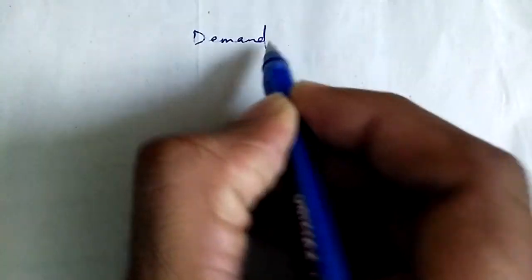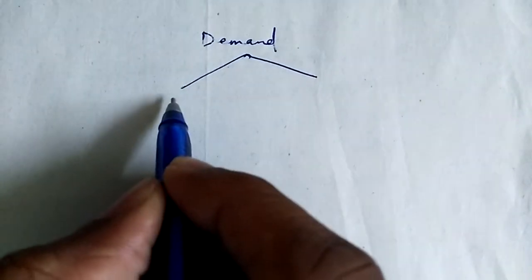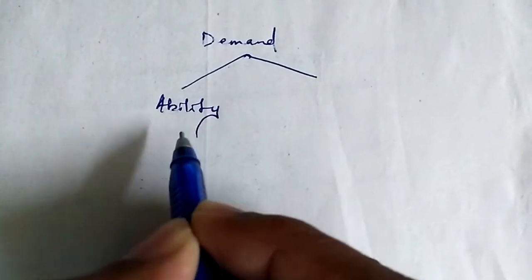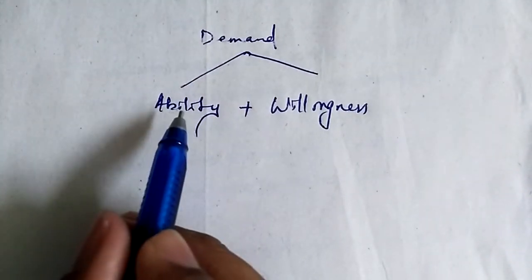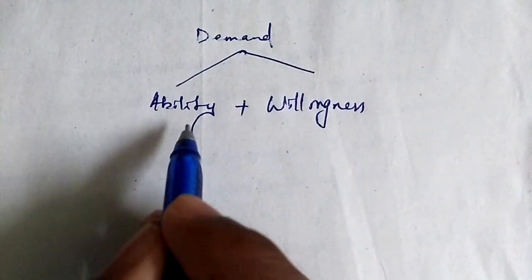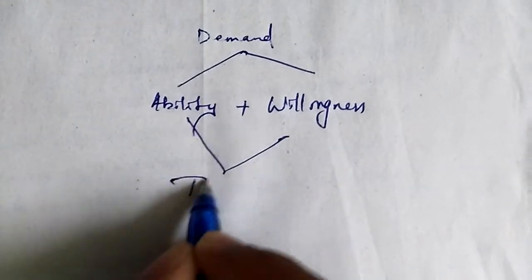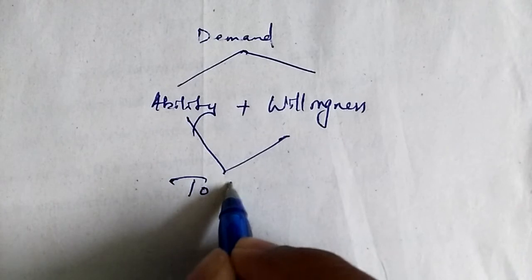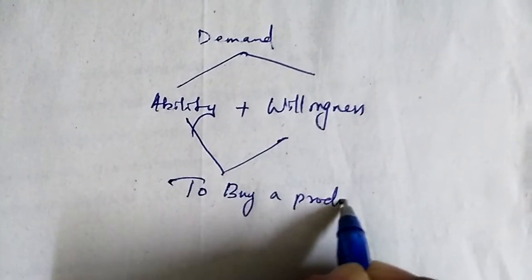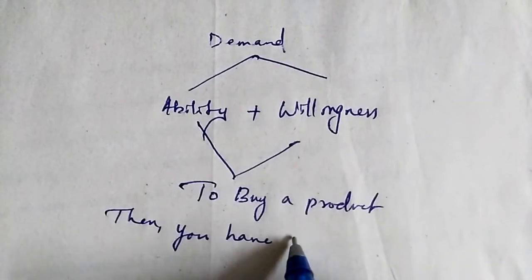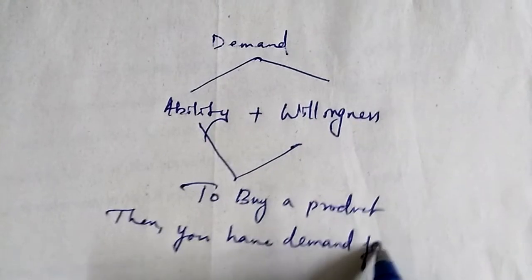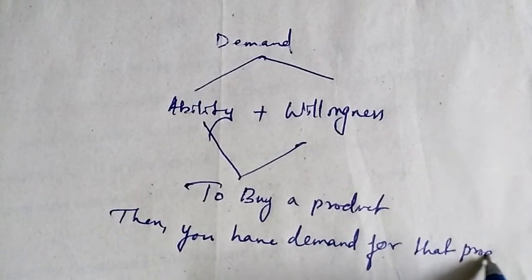My name is Hadil. Today I'm gonna give a lecture on the topic demand. So, what is demand? Demand means two things. It means ability plus willingness. If you have an ability to buy a particular product and you are willing to buy that product, then you can say that you are having a demand to that product. You have an ability and willingness to buy a product. Then you have demand for that product.